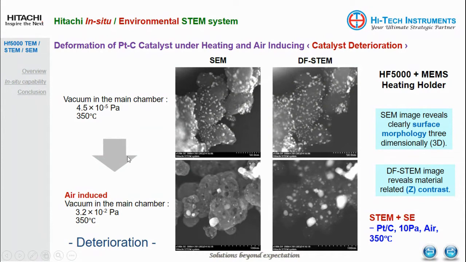After air is induced into the chamber and heating up to 350 degrees Celsius, you can observe the deterioration of the catalyst itself. The platinum is diffused into the carbon support. When you observe this SE imaging, the morphology ended up as the porous surface of the carbon support, and the platinum disappeared. In this STEM imaging, all these particles have been diffused into the catalyst. The dark field STEM also shows that the platinum particles have coalesced, agglomerated together during the heating, and when the air was induced into the specimen during the reaction.